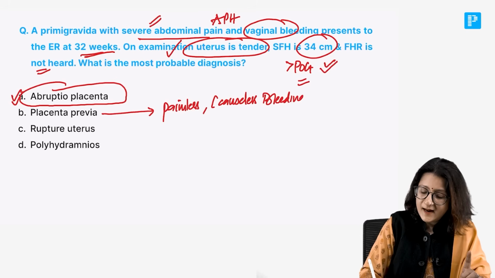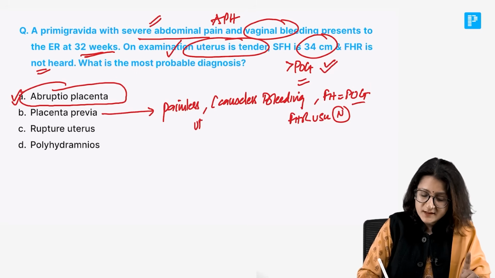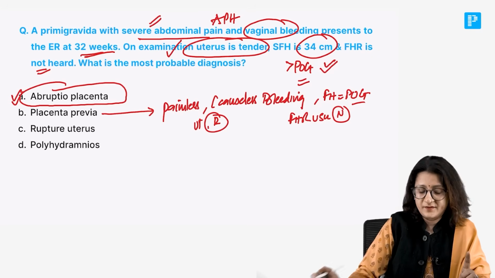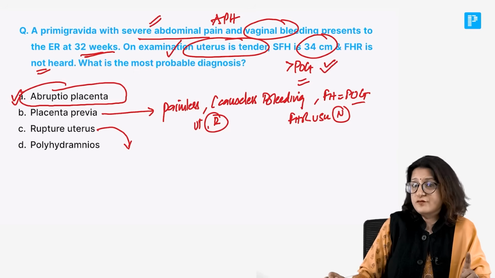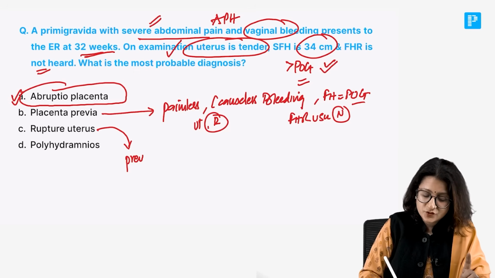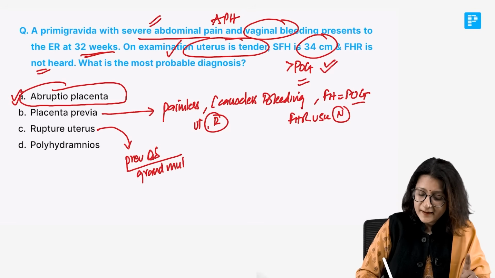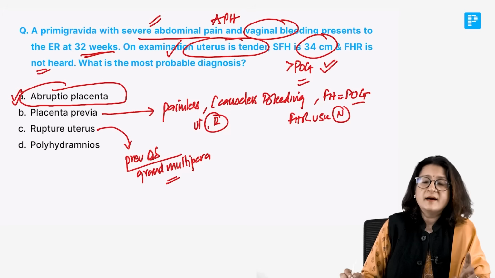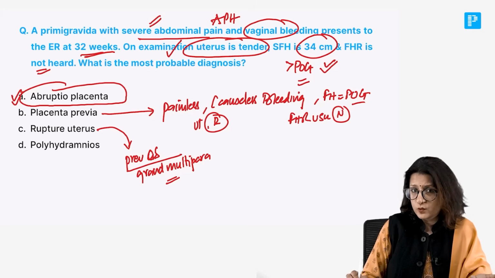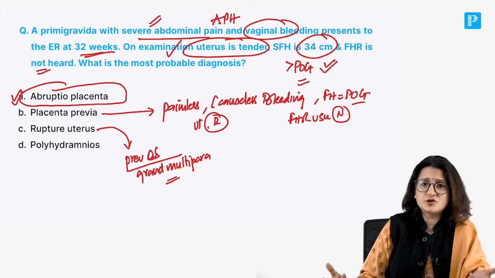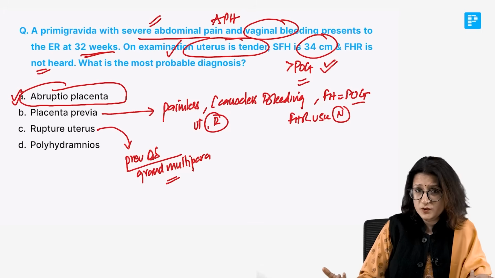And the fundal height would be equal to the period of gestation, and the fetal heart rate is usually going to be normal, and the uterus is usually going to be relaxed with placenta previa. With rupture uterus, the clinical profile would be slightly different. Maybe they will give you a history of previous cesarean section. Maybe she's a grand multipara. And again, yes, bleeding can be there. Tender uterus can be there with rupture uterus. But why would the fundal height be more than the POG? Fetal distress may be there with uterus rupture. Fetus may be dead because of uterus rupture.